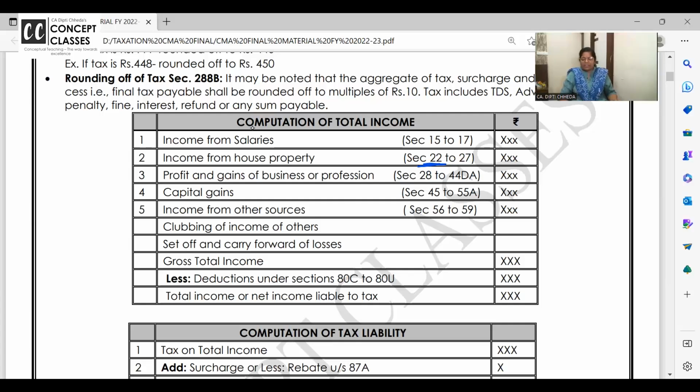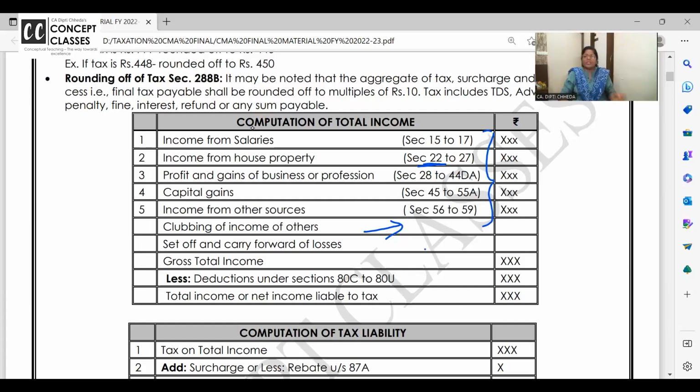Business head. Either you're doing business or profession. You start with net profit, do add and less. Capital gain will come only when you transfer a capital asset. And income from other sources, rest all. Your bank interest, your casual incomes, your lotteries, your dividend and gifts. Gift is a nice area. They can ask questions. When you get your total income from 5 heads, others' income which is clubbed in your hands, very popular example is spouse income and minor's income. I may have to pay tax on my minor's income till 18 years of age.